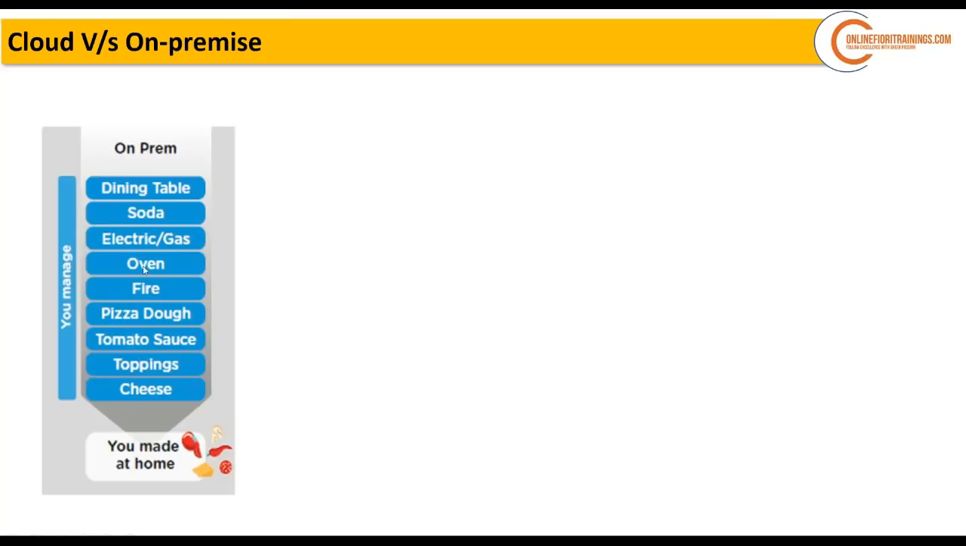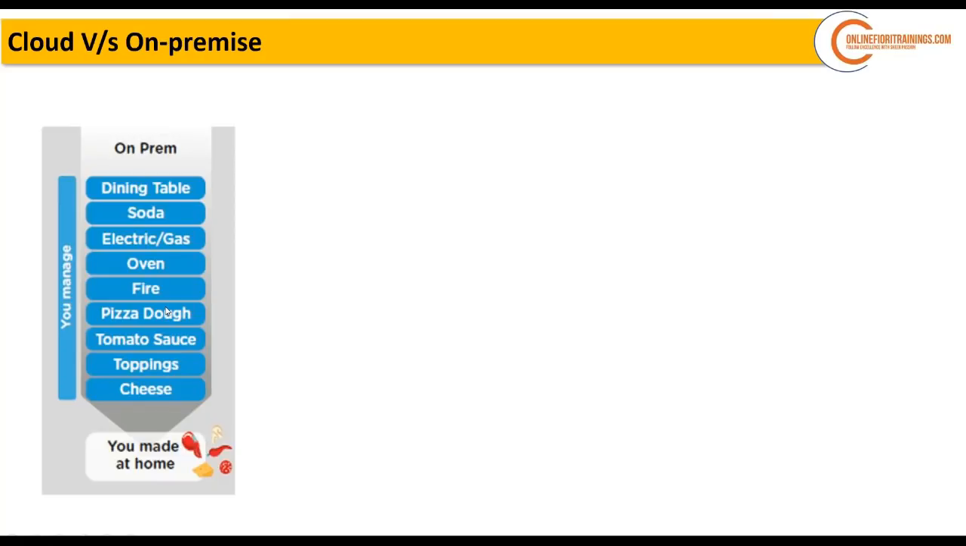Then on top you need fire, oven and gas. And together with that you would need soda and a dining table to enjoy your pizza. So all of these things, if you are doing it on your own, making it at home, that is more like an on-premise world. In an on-premise world, you will be the responsible one to manage the entire stack. It's up to you to do everything on your own.